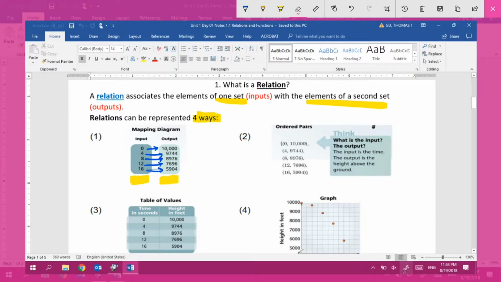Look at this. What is the input? What is the output? The input is the time, and the output is how high he is above the ground, because based on the time, the height changes. Number 3, we've got a table of values. That's just a classic table. And number 4, we've got the graph. So make sure you remember these 4 different ways and what they're called: mapping diagrams, which are probably the newest one, with the input section, the output section, and the arrows; ordered pairs; the table of values; and the graph.